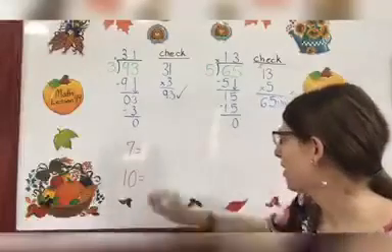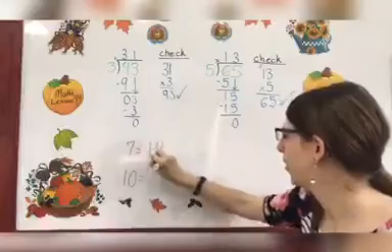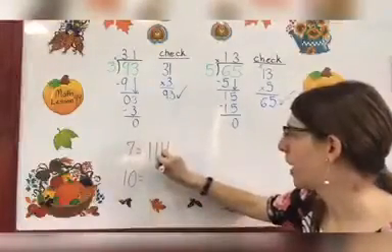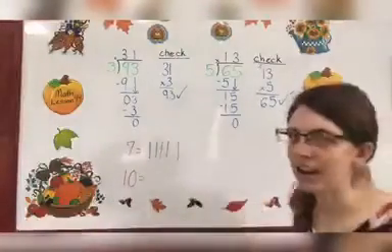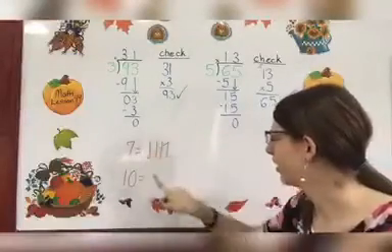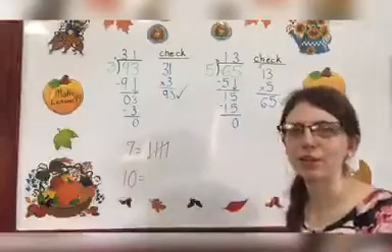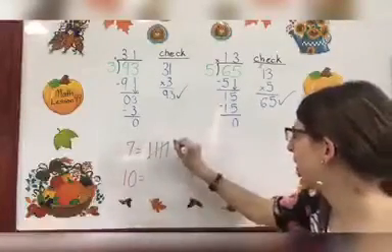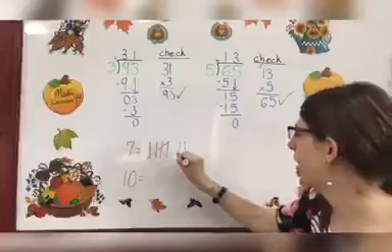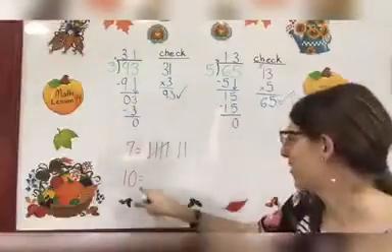To make 7, we start out by a group of 4. 1, 2, 3, 4. But to go to 5, we don't just add another line. Nope, we can't do that. To make 5, we cross it. So 1, 2, 3, 4, 5. Now we do 2 more because we need 7. So we just add 1, 2. And that's 7. Let's do 10.